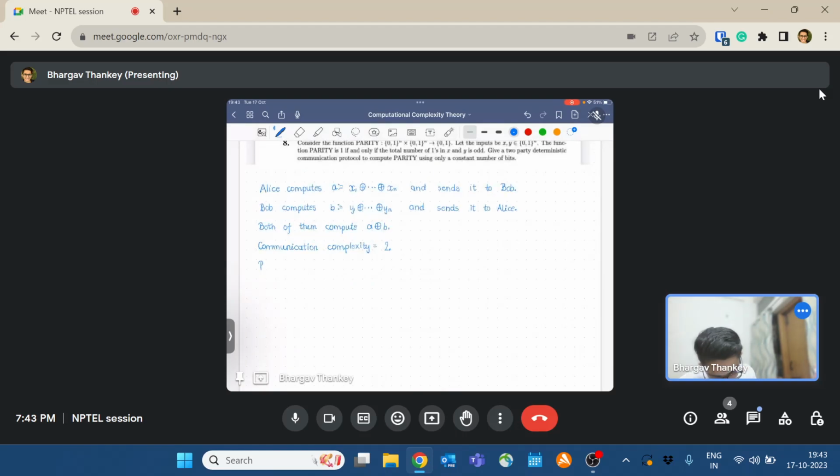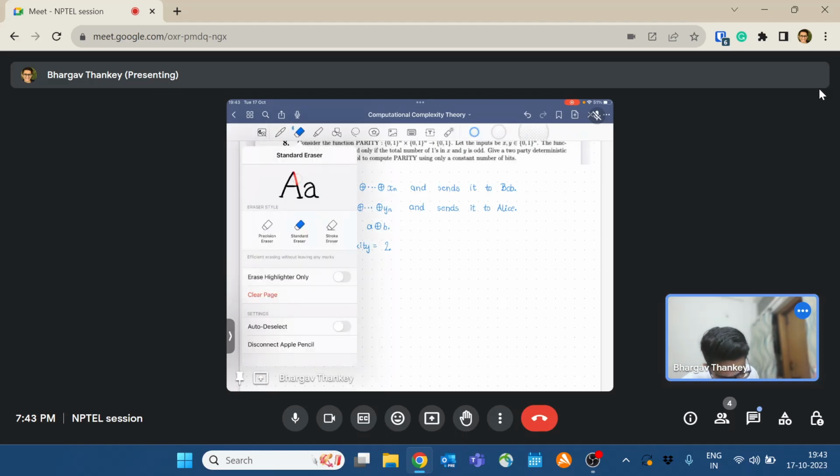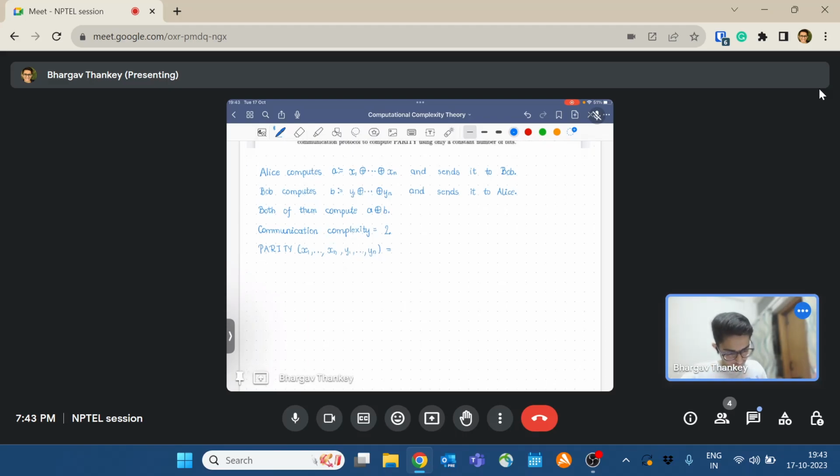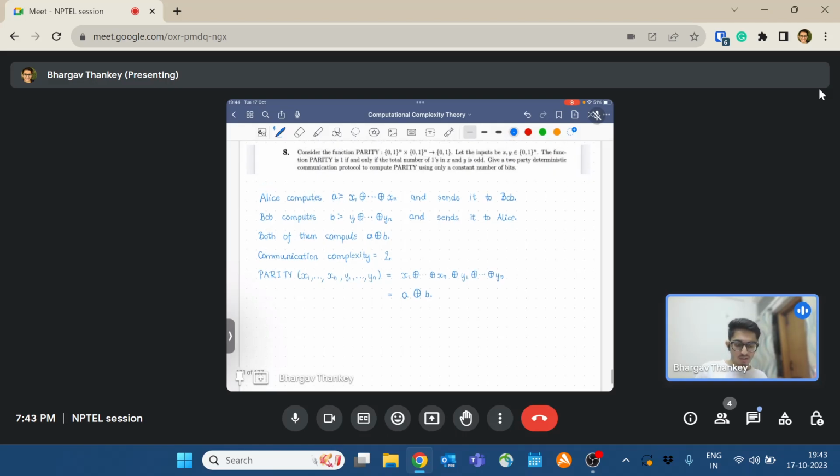And now this protocol is correct because the parity of x1 to xn, yeah, this is just the XOR of x1 to xn, and this is the XOR. So the protocol is also correct, as in it computes parity correctly. So yeah, we only need 2 bits to compute parity.